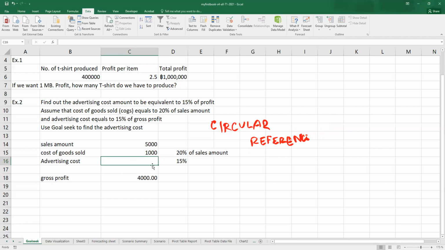Instead of having this, I just do like this instead. In order to know whether the advertising cost is 15% or not, what I have to do is divide the advertising cost by profit instead.